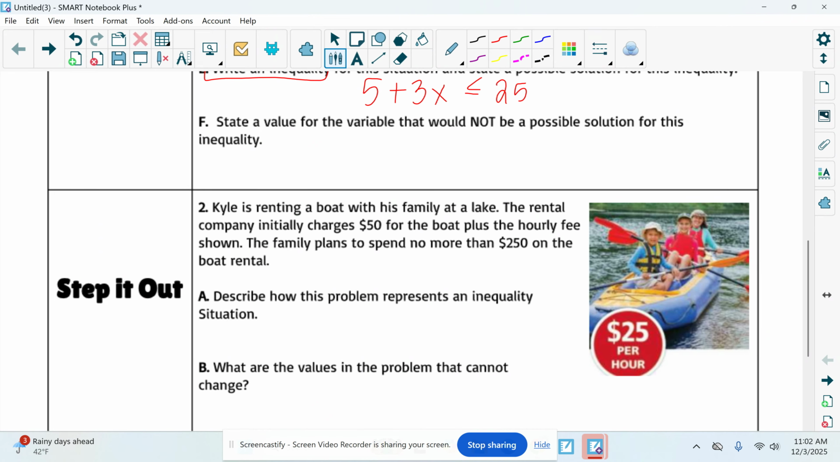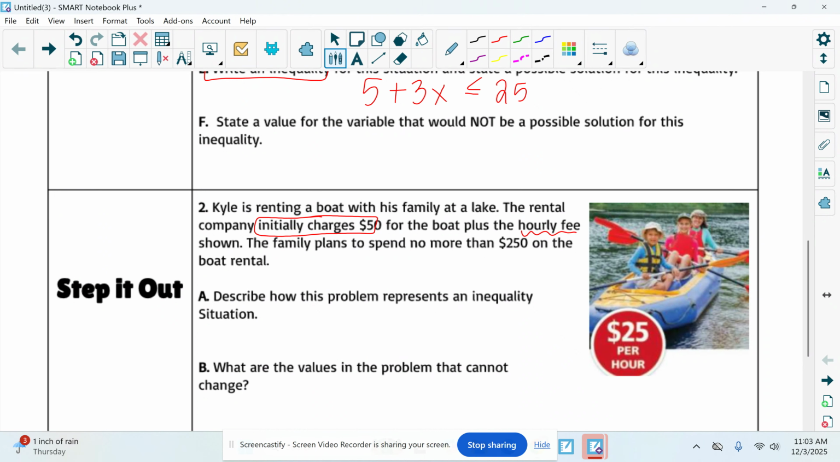Okay. So we've read it once. Now we want to comb back through it and find some key words here. So the first sentence, Kyle's renting a boat with his family at the lake. Is anything important in there? No. Okay. Second sentence, the rental company initially charges $50 for the boat plus the hourly fee shown. Yes. What would you deem important in here? The charges $50. Alright, so initially charges $50. That's important. And the hourly fee.